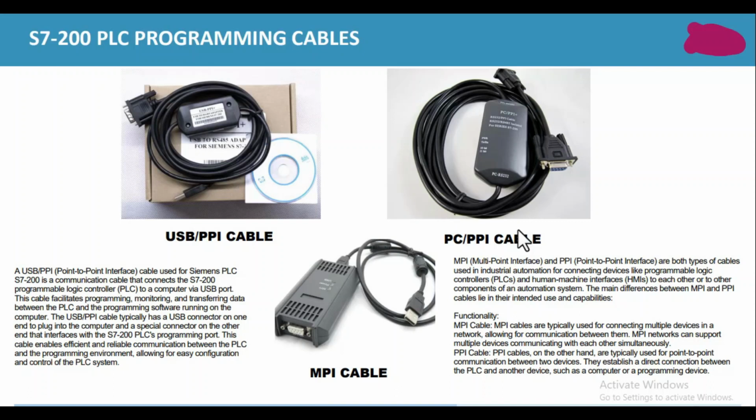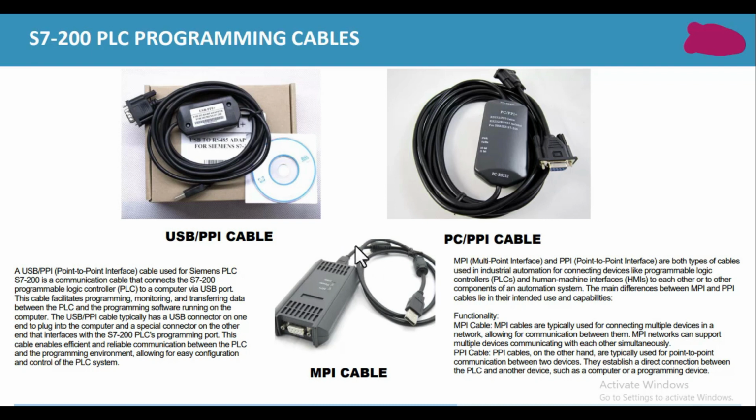Bismillahirrahmanirrahim. In this video we will discuss different kinds of cables which are used for connecting Siemens PLC S7-200 with other devices. For example, we have three kinds of cables: USB cable, PC cable and MPI cable. USB cable and the PC cables are PPI cables. These are point-to-point interface cables.